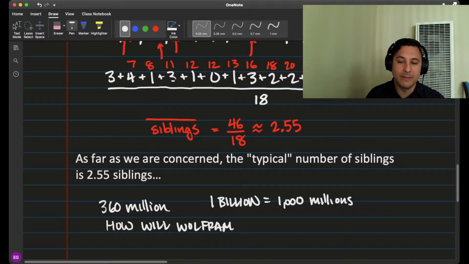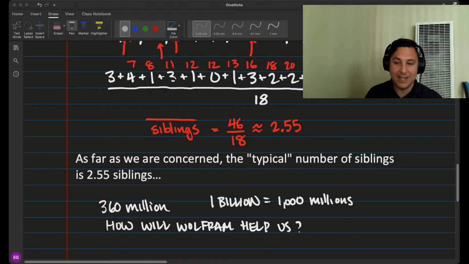So how will Wolfram help us? Well, guess what? It can calculate all of this for you. Thank God. So we're going to discuss that now. Wolfram to the rescue.